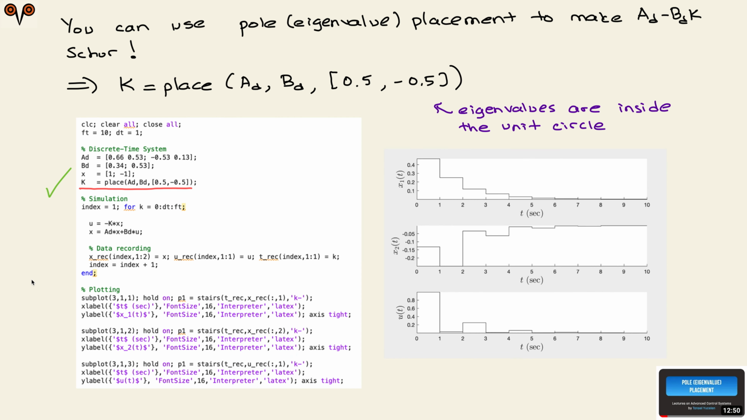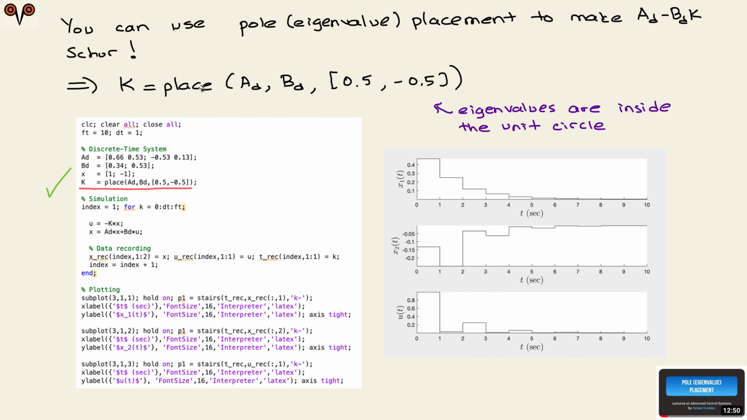Let's look at an example. You can use pole eigenvalue placement to make AD minus BD K Schur. It works the same way as it does for continuous time systems. Of course, for continuous time systems, we were interested in making A minus BK Hurwitz, so we were placing poles on the left half plane. In this case, we are going to choose eigenvalues inside the unit circle.